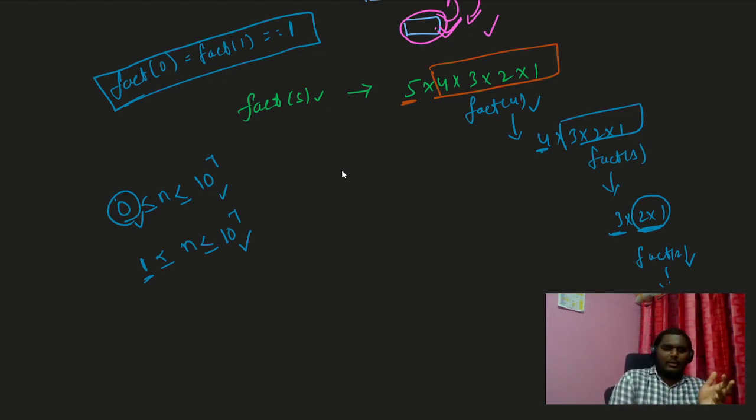Now you found that 1 is the smallest subproblem that you need to solve for finding the factorial of a given n.